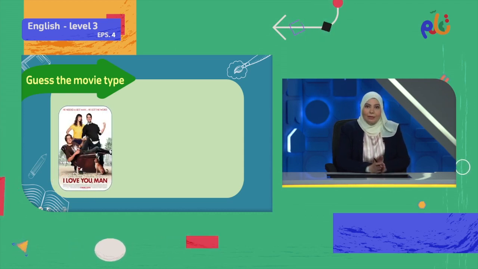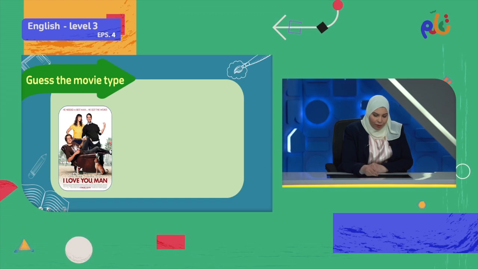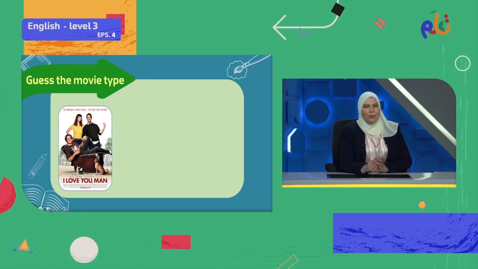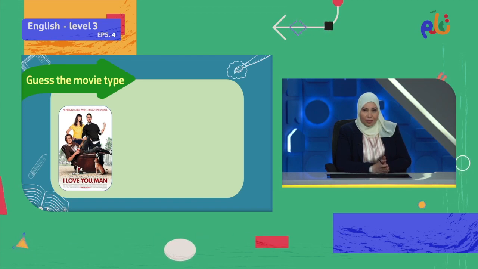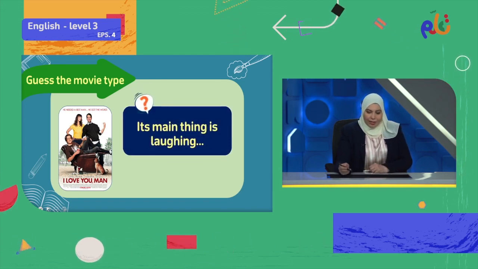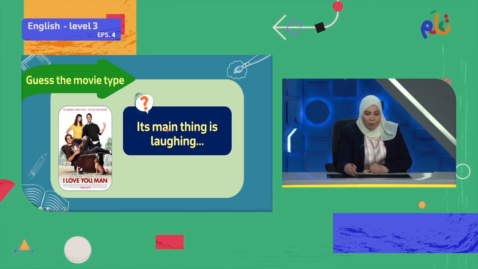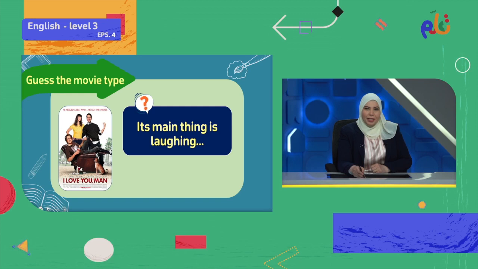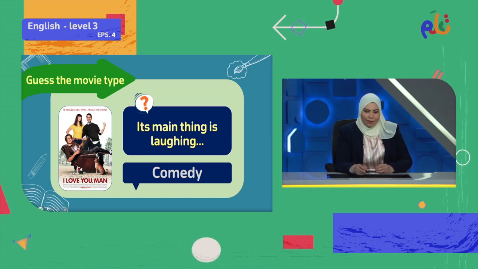Okay, so we're going to guess by looking at the poster and looking at the statements written. So let's look at the poster first and we can guess the type of movie. So what do you think the type of movie is? So this type, what do you think it is? من البوستر كده it's something, yes, it's not something very serious. So let's read. Its main thing is laughing. So what type of movies all about laughing? Yes. So here we're talking about comedy. So a comedy is all about laughing.